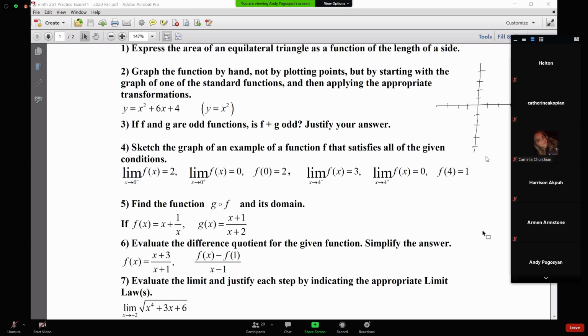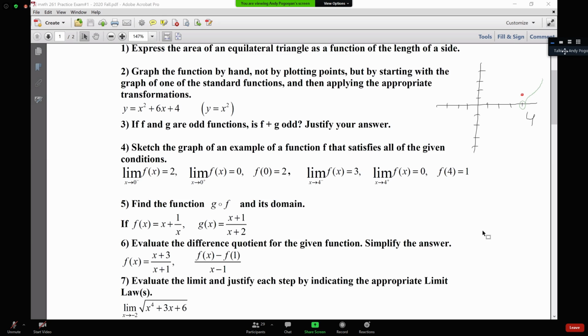So this point is here. Approaching 4 from the right goes to 0. So that means you have this portion, something like this. From the left, it should approach 3. 1, 2, 3. 3 is here. So it goes from somewhere to here.